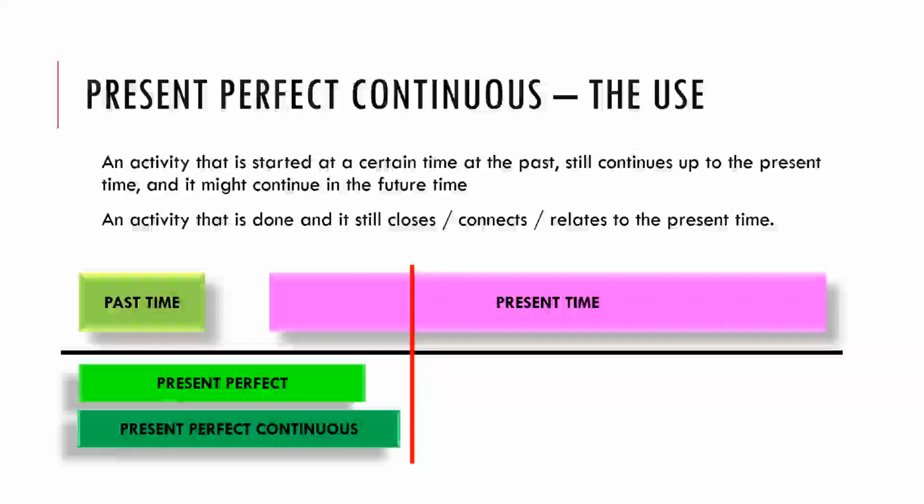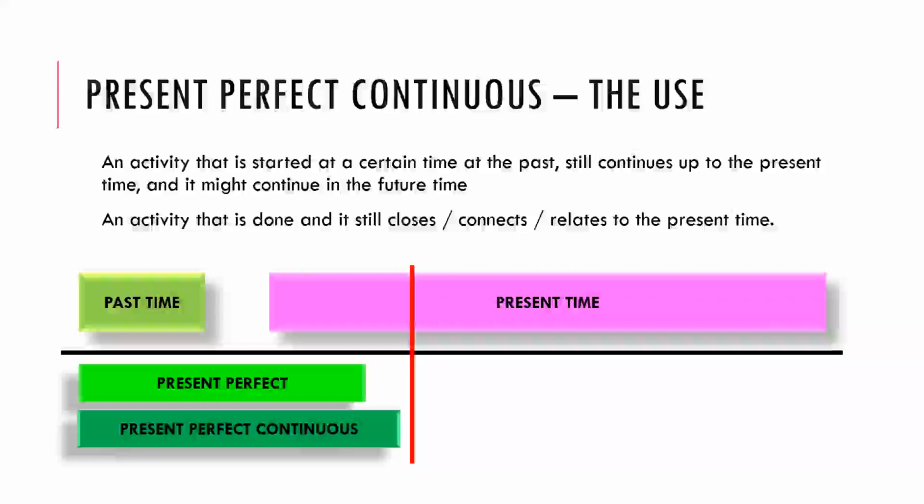If you still remember, for present perfect I did not mention that it might continue in the future time, if I am not mistaken. Now, for present perfect continuous, there is the phrase or might continue in the future time. Both of the activities have a connection or relationship with the present time.